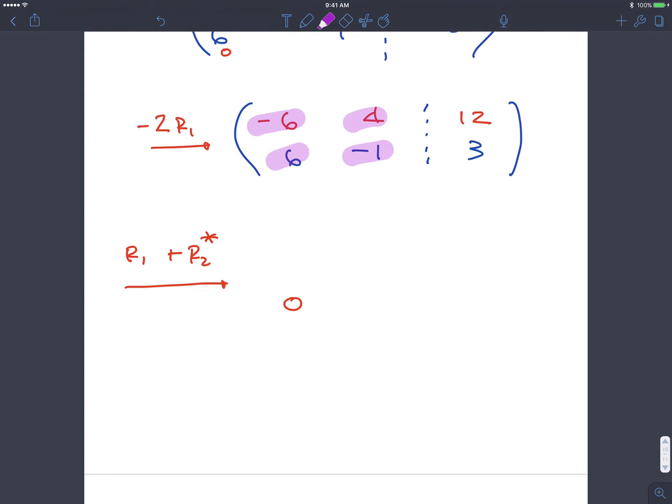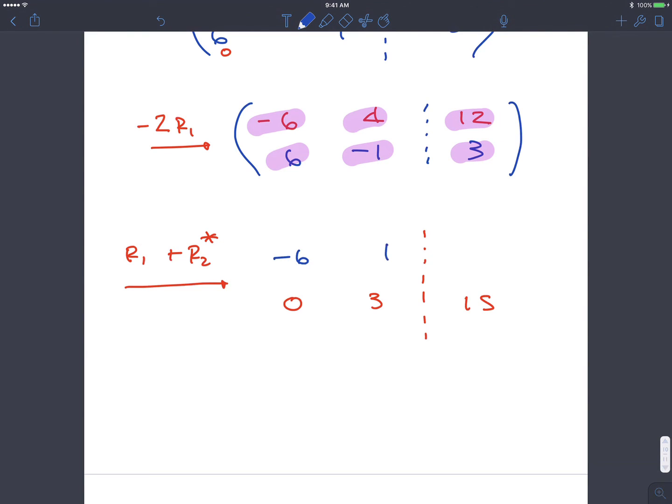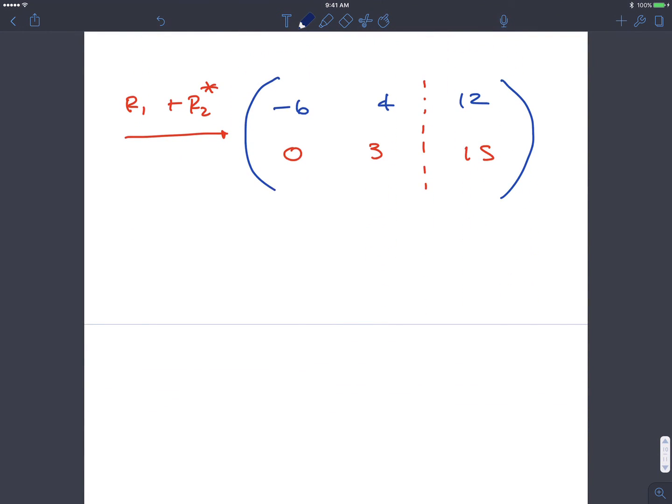4 plus negative 1 will give me a positive 3. 12 plus 3 gives me a what? 15. The first row remains unchanged. Negative 6, positive 4, positive 12. We're now going to consider the fact that we do have a matrix. This entry here is 0. This matrix is in row echelon form.